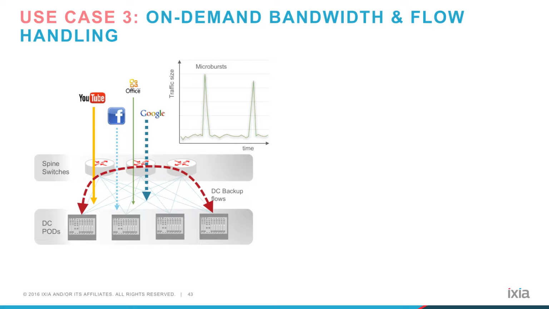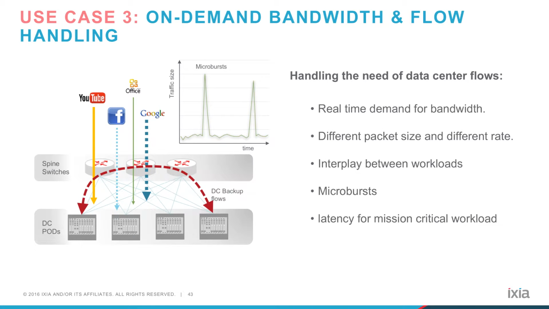A data center needs to support the variety of dynamic workloads generated by their enterprise customers as well as internal reserved workloads. The network design should take care of handling different packet sizes and different rates, ensure interplay between workloads does not hamper the high priority reserved workload, handle microbursts, and last but not the least, minimize the latency for mission critical workloads.